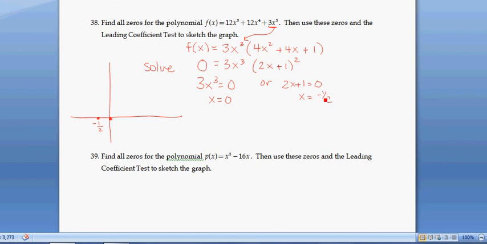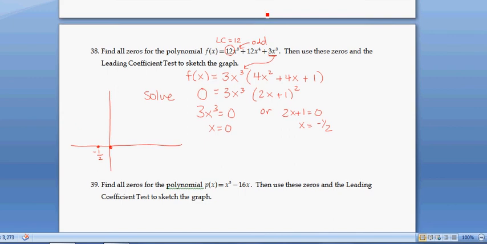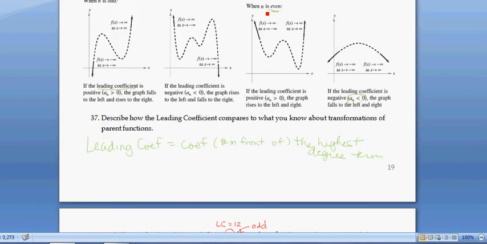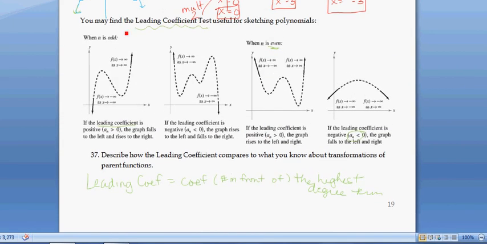There's one other fact we need to look at, and that is that the leading coefficient here is 12, and that is for a polynomial of odd degree. So we go back and look at what happens. So we're looking at a polynomial of odd degree.